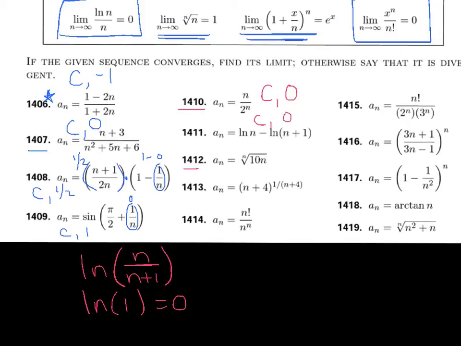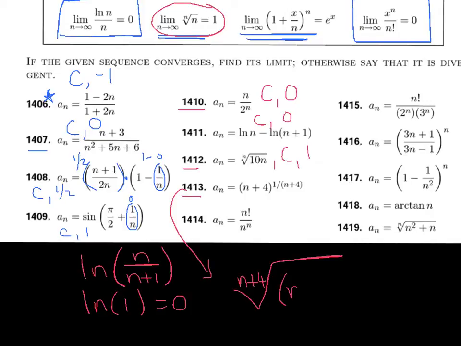1412, kind of a little rascal, but it follows the same property as this rule up here. Again, I don't want you to worry about it or memorize it, but we'd say it converges to 1. 1413, similar rule. We rewrite this one as the n plus 4th root of the quantity n plus 4. That one's kind of a tough one to spit out, but either way, it follows that same rule, so it converges to 1.